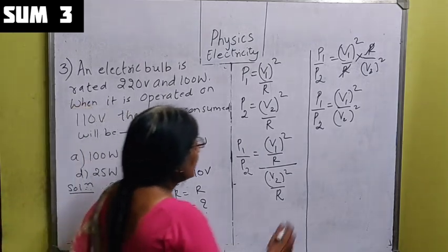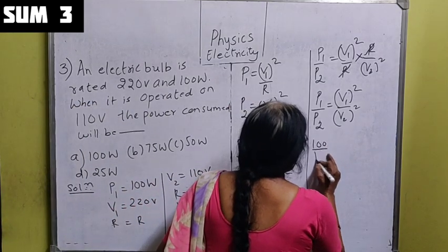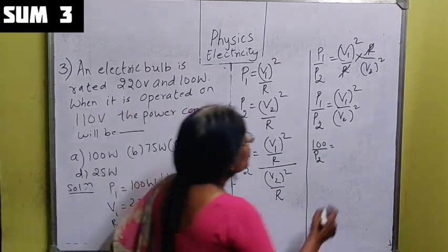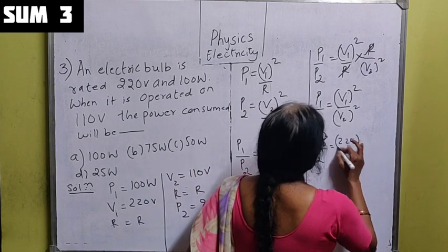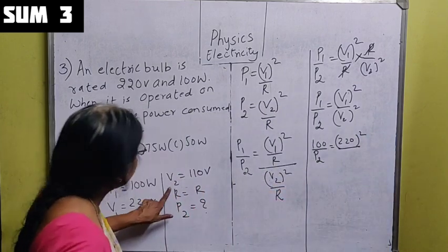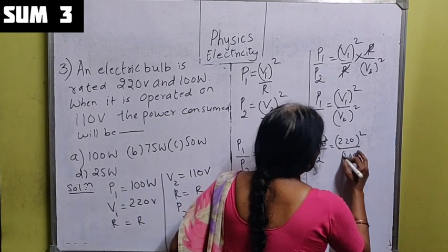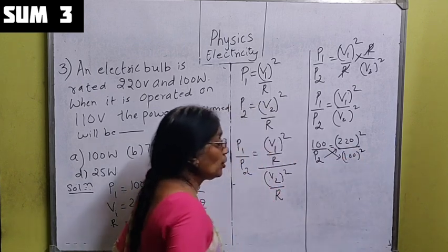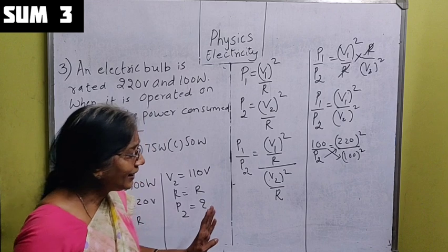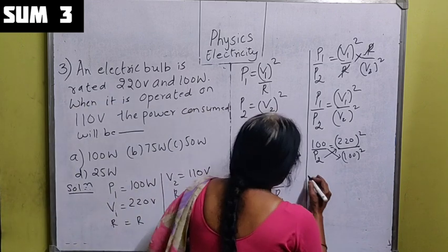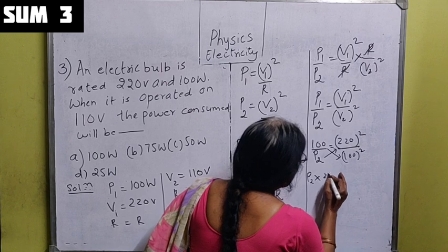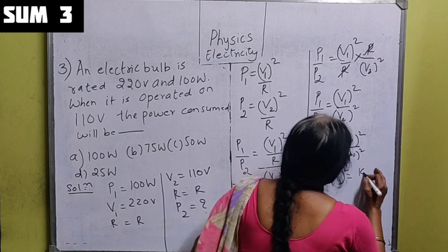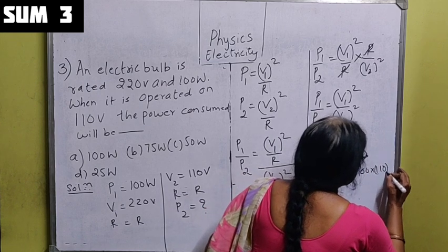So what is the value over here? P1 is given how much? 100 by P2. P2 we don't know, is equal to V1. What is V1 given? 220 whole square divided by V2. What is V2 given? 110 the whole square. So I will do the cross multiplication. I told you when you are doing cross multiplication, bring the variable on the left side. So I will write it down: P2 into 220 the whole square is equal to 100 into 110 the whole square.